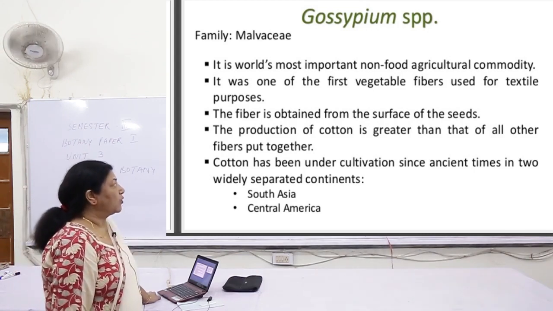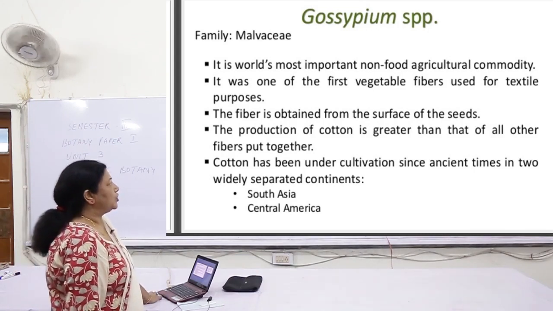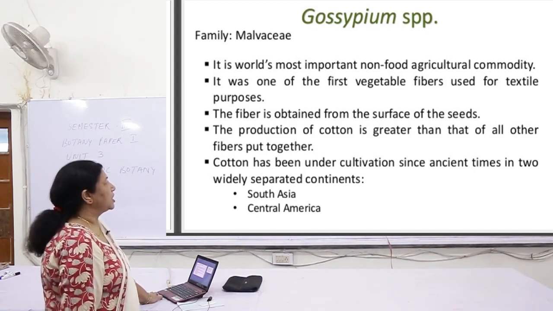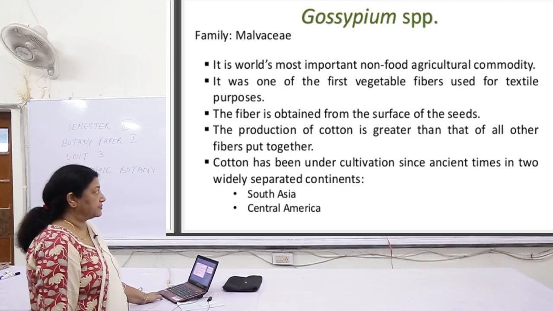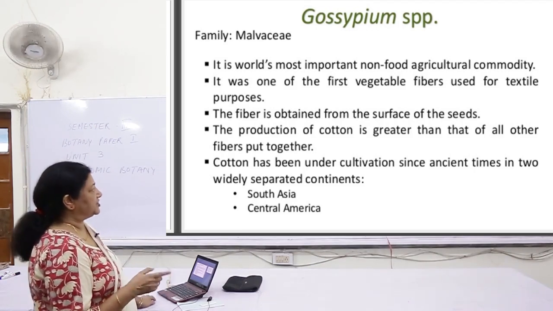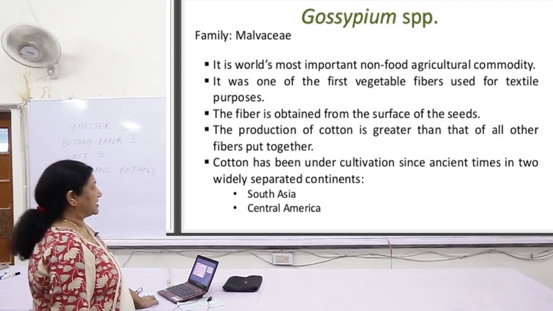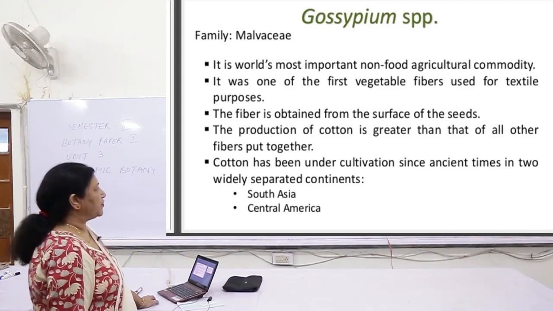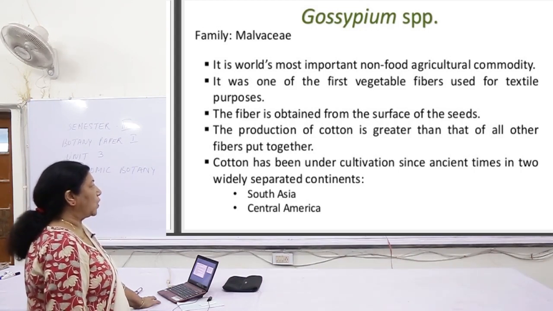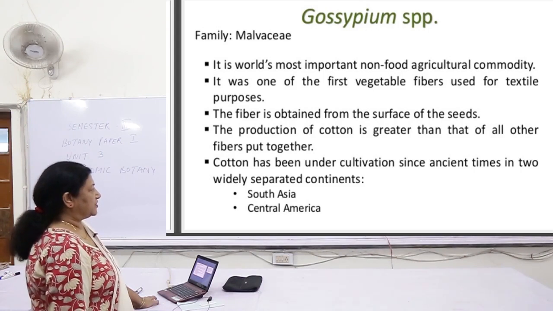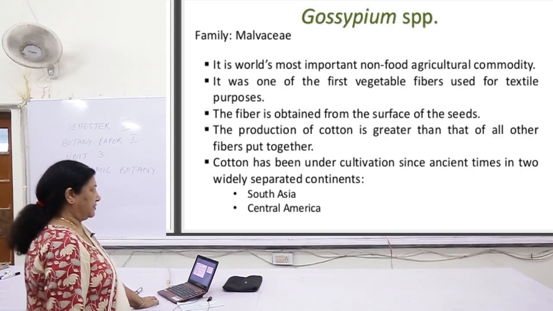It is the world's most important non-food agricultural commodity. It's one of the first vegetable fibers used for textile purposes. That means it can also be asked as: give an account of vegetable fibers used for textile purposes. Fiber is obtained from the surface of seeds. Production of cotton is greater than that of all other fibers put together. That means it is of maximum importance, that is Gossypium.